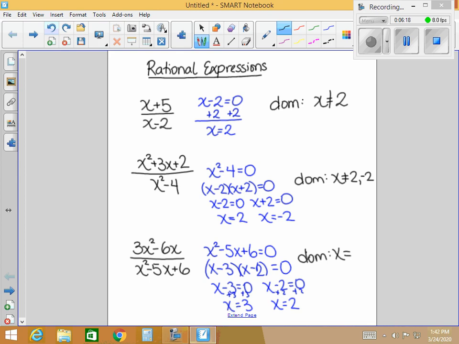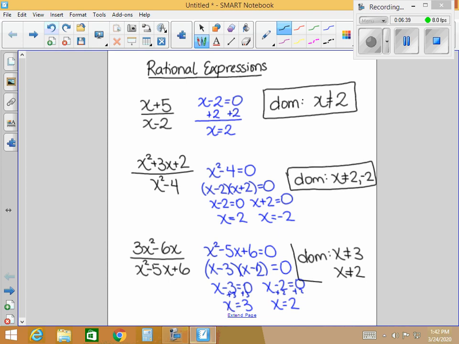So there are two numbers, and you can write them separately if you'd like. You can say x cannot equal 3, x cannot equal 2. But it should be understood by the reader that when they see this, it means I can use any real number that I want except for the number 2. And you can say it in words if you'd rather. The domain is all real numbers but 2 in the top one, or all real numbers but 2 and negative 2 in the middle, or all real numbers but 3 and positive 2 in the bottom.